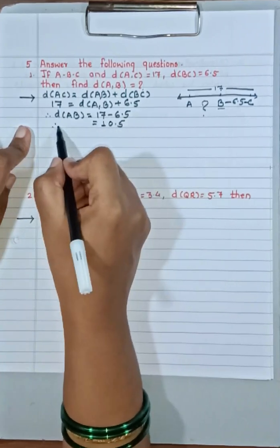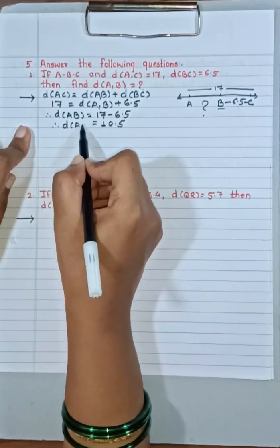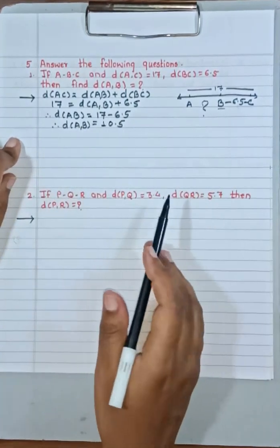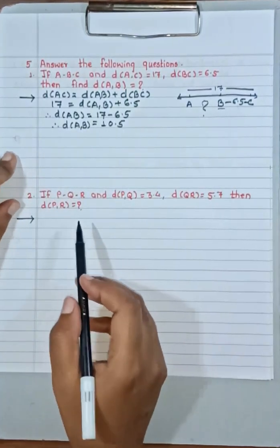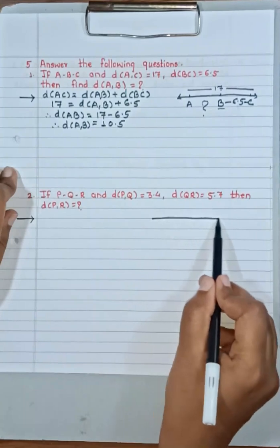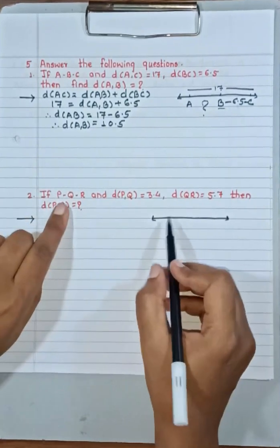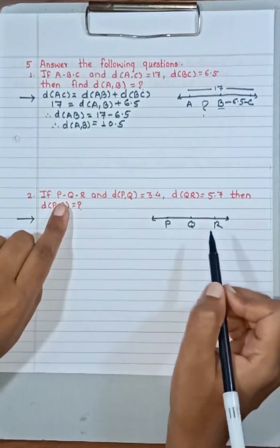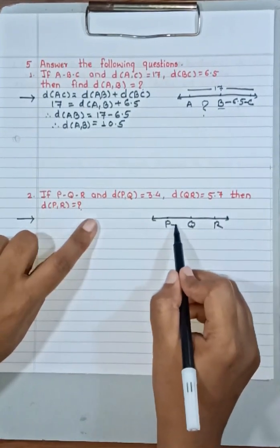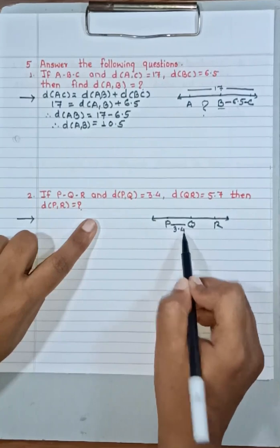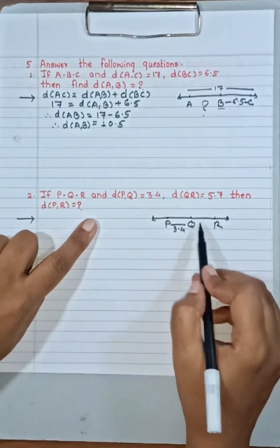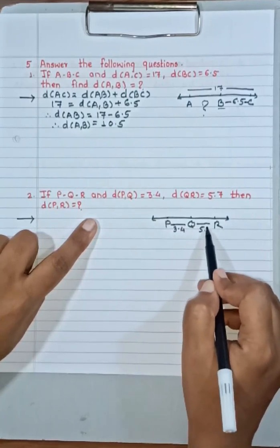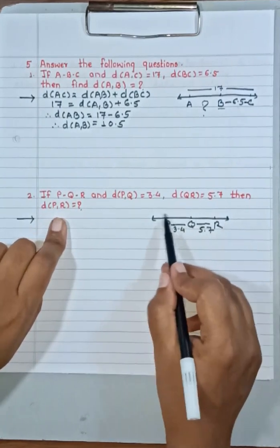10.5. Therefore, you can say that distance AB is 10.5. Okay, now consider the second one. Now consider this line. How are the points P, Q and R? Okay, now distance PQ is 3.4. Okay, QR is 5.7. Then you have to find out PR.